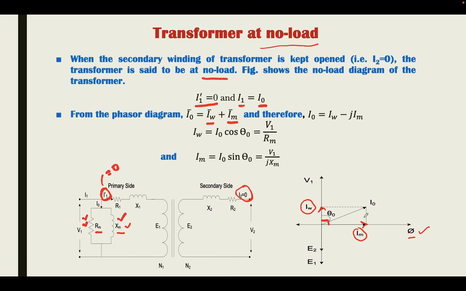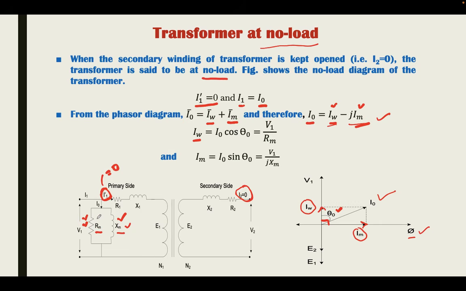The phasor sum of these two components is I naught, and hence we can say I naught is equal to Iw minus j Im. Here j represents the 90 degree phase displacement between Iw and Im. This is the real component, this is the imaginary component. Now Iw, from this phasor diagram, if this angle is theta naught, Iw is I naught cos theta naught.